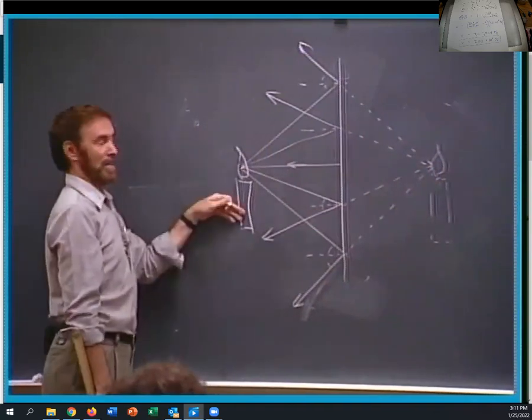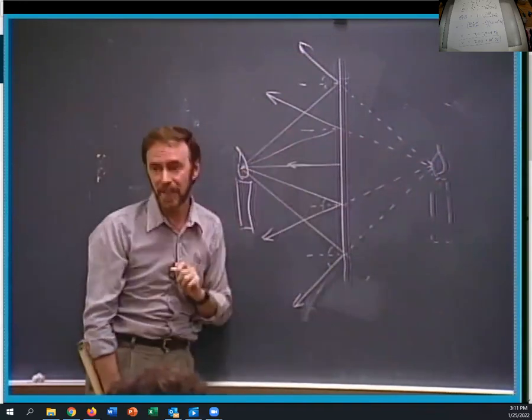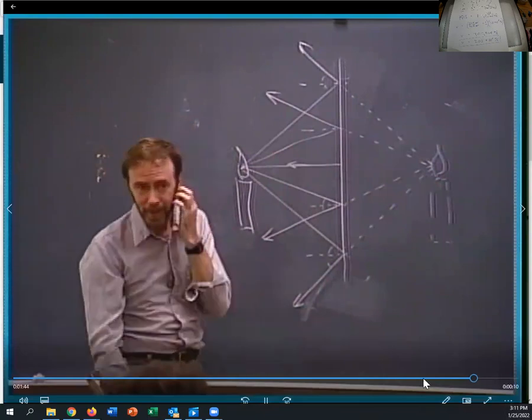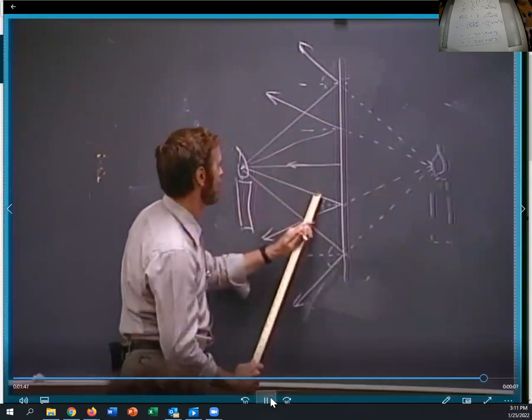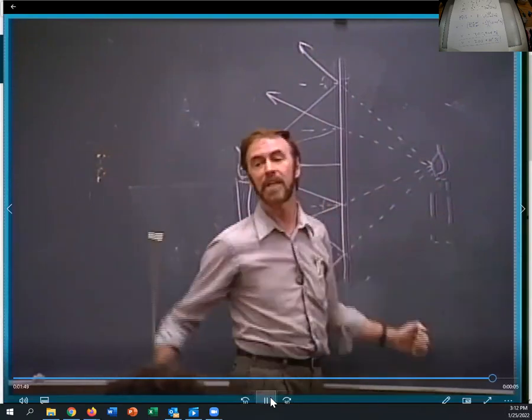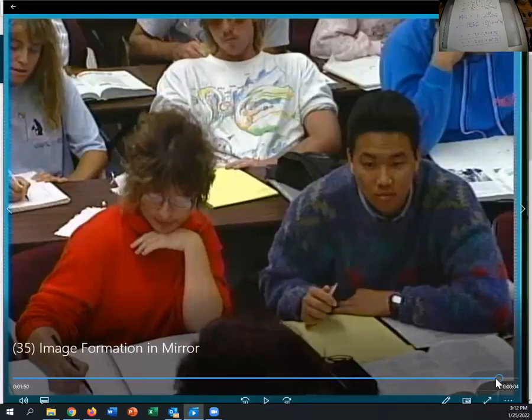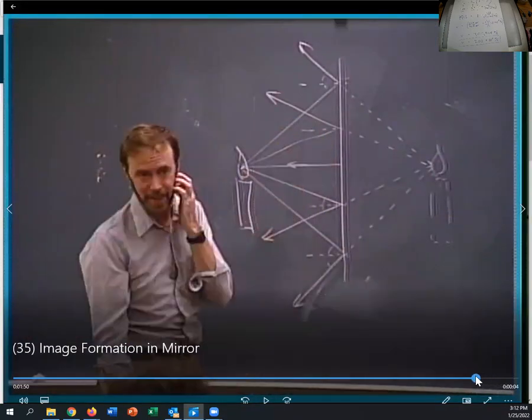And so you would see the candle here, and you would see the image of the candle. Let me ask you a question. What's the distance here, and the distance here? Begin with SS. Same, gang. Same. All right, so this is something you guys probably see every day, right?